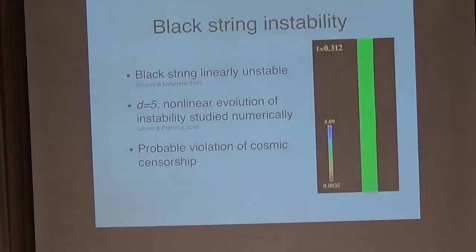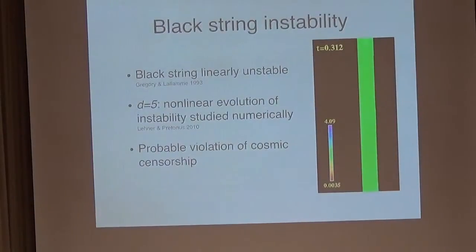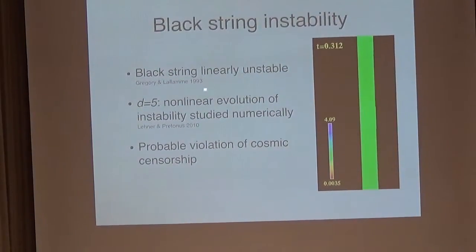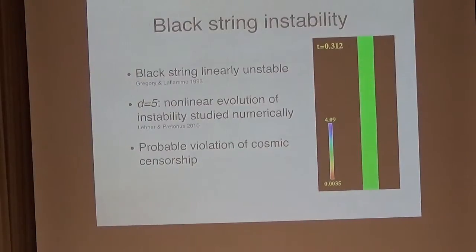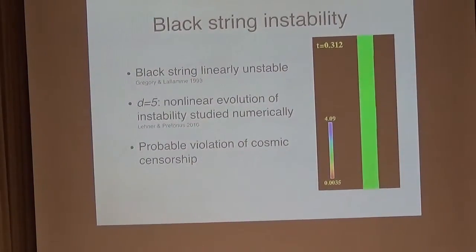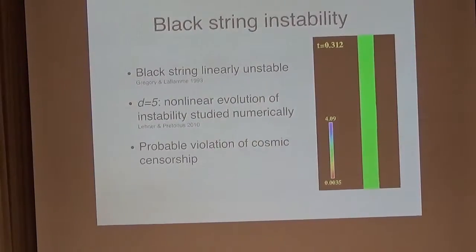So I want to start with the black string. So remember, the black string is this object with an infinitely extended event horizon. And it's been known for quite a long time that the black string solution is linearly unstable. So if we consider linear perturbations of the black string, there exist perturbations which grow exponentially with time.